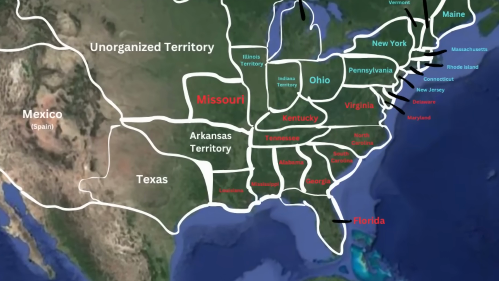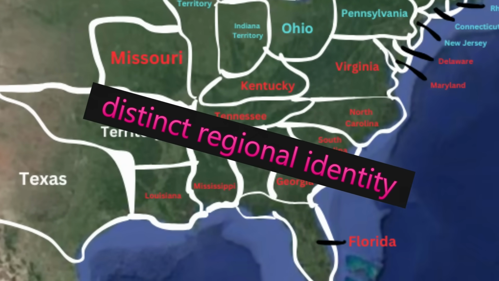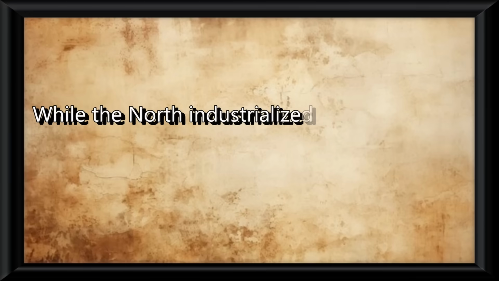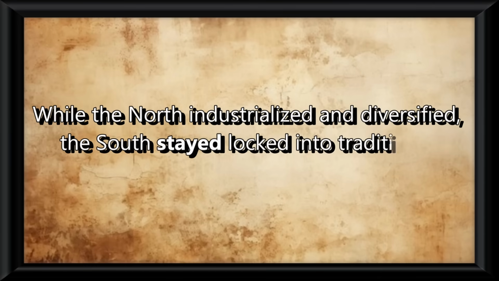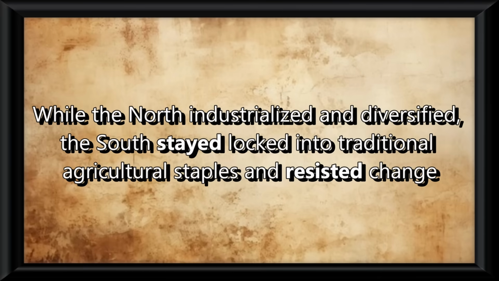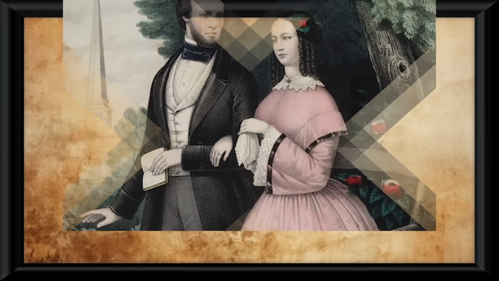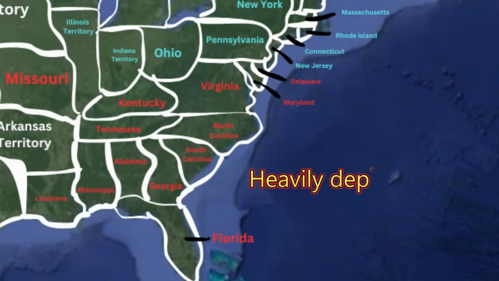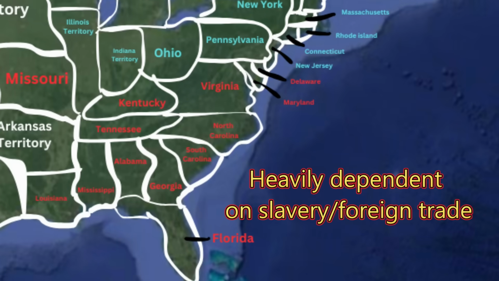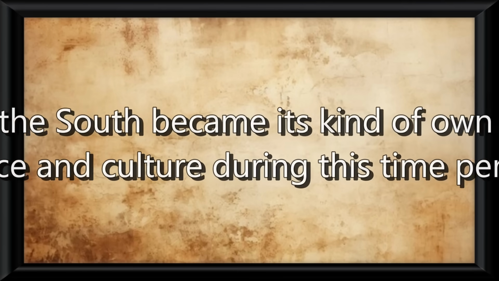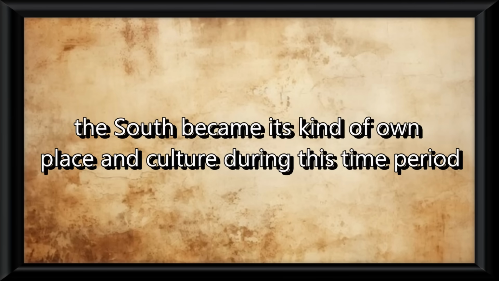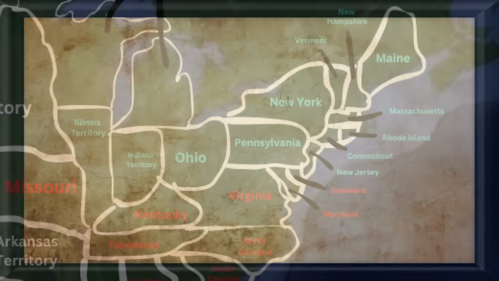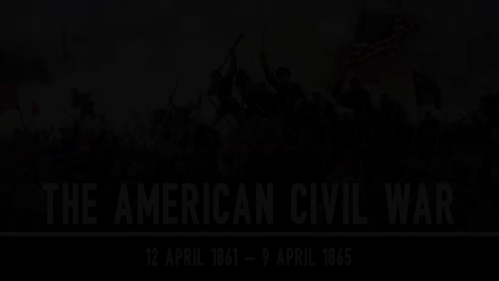This focus on agriculture and slavery gave the South a distinct regional identity. While the North industrialized and diversified, the South stayed locked in traditional agriculture staples and resisted change. Southern business leaders kept relying on cotton exports to drive their economy, which made the South heavily dependent on both slavery and foreign trade. So what to take away from this is the South became its own kind of place and culture during this time period, and this tension with the North would, wait, say it with me, cause a future war.